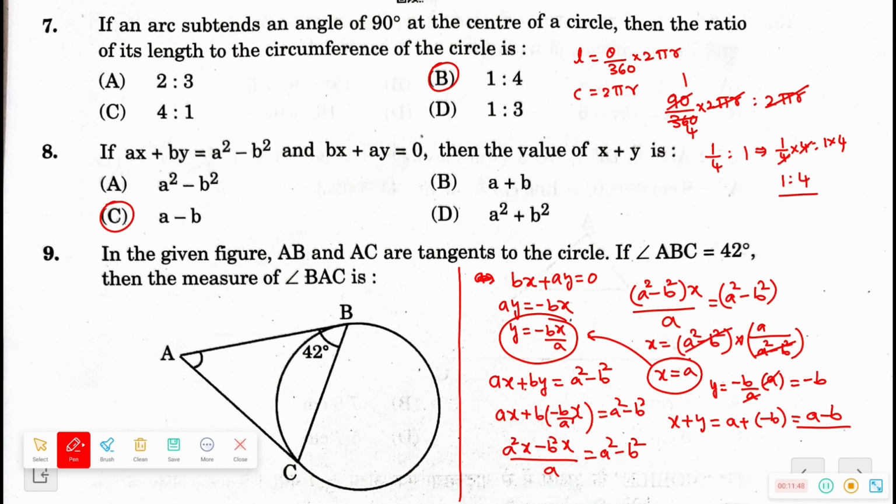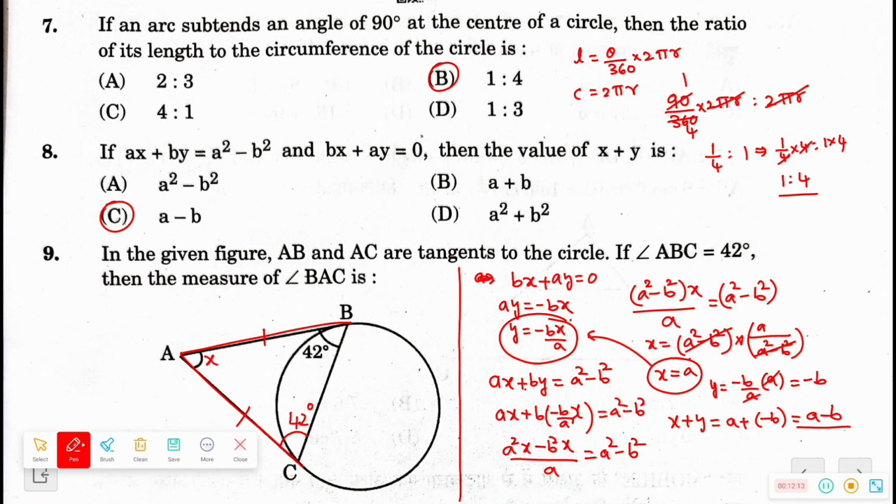Now if we see question number 9, here we know AB is equal to AC. Why AB is equal to AC? Because they are lengths of tangents drawn from an external point to the circle. So these two are equal. When these two are equal, these two angles are also equal. Angle B should be equal to angle C because two opposite sides are equal. So this is also 42 degrees.